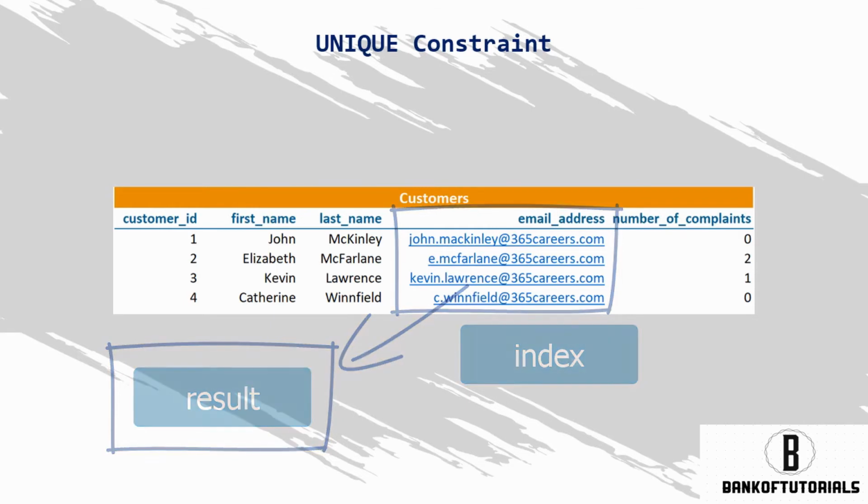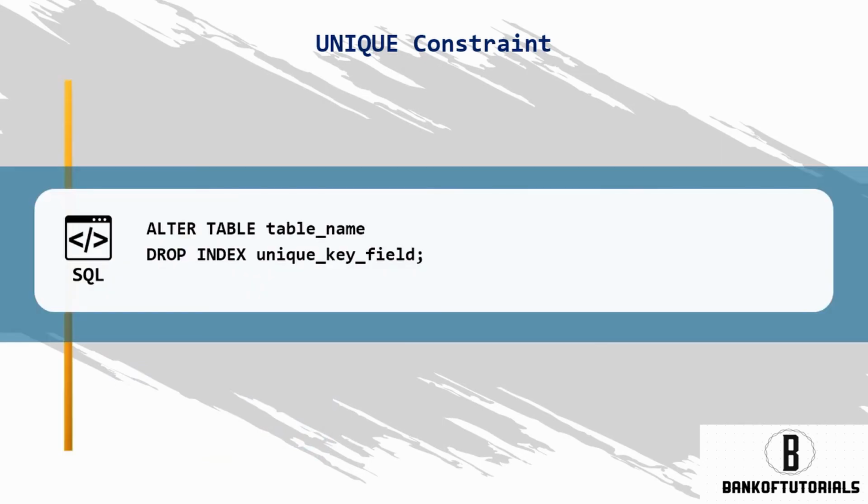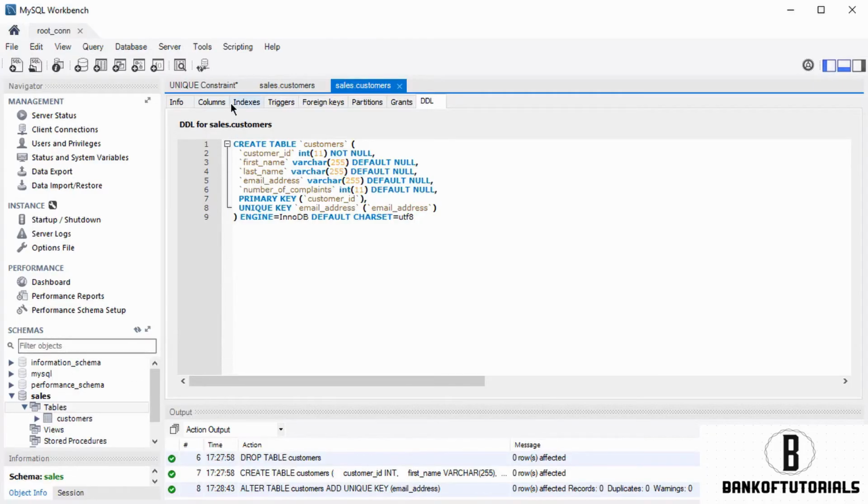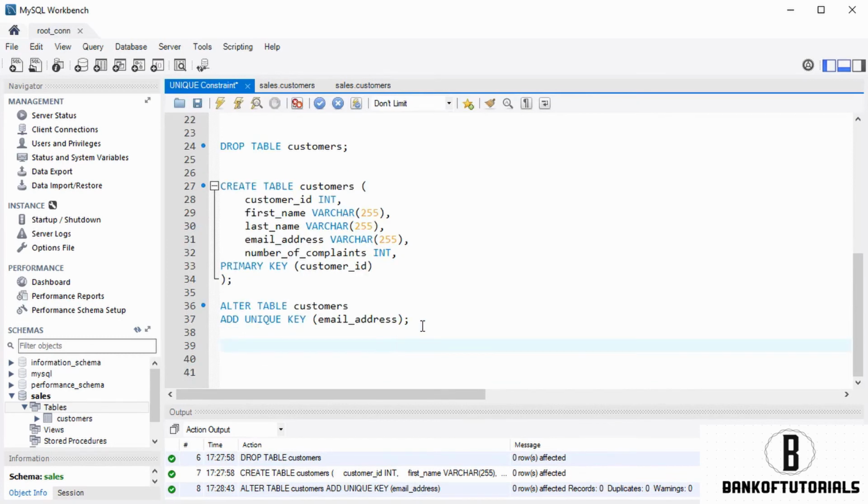So, if we want to remove a unique key from a table, we must use the following syntax. Alter table, table name, drop index, and not drop unique key. Name of the unique key field without parentheses. To apply this syntax to our ongoing exercise, let's drop the unique key constraint implemented to the email address column. Write alter table customers and then drop index.